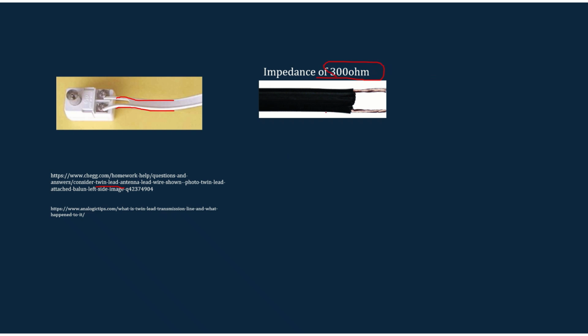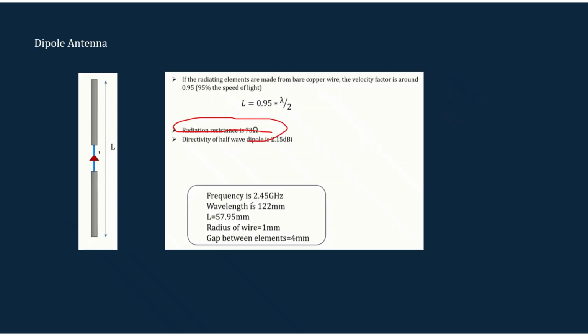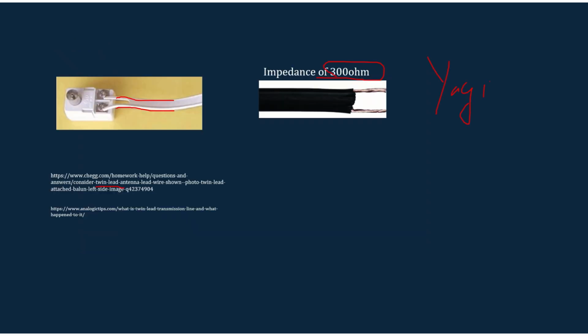These wires were usually used to connect the TV antennas before the use of our dish antennas, because previously we were using Yagi-Uda antennas for TV communications, right? So at that time, if we wanted to have a connection with the dipole antenna, because the dipole antenna impedance is 73 ohm and the twin wire cable has an impedance of 300 ohm, it is not possible to connect the dipole antenna to the twin wire.